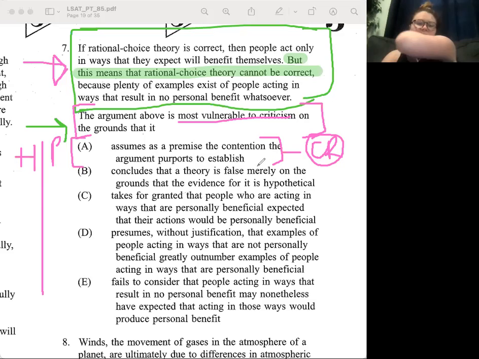Yeah, so does that happen? Do we conclude that a theory is false just on grounds that the evidence for it is hypothetical? No. Mm-mm. No, so that doesn't happen. So I'm going to cross that off. All right, so go ahead and go on to C.